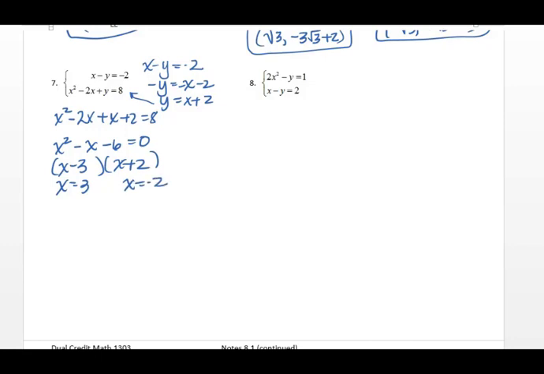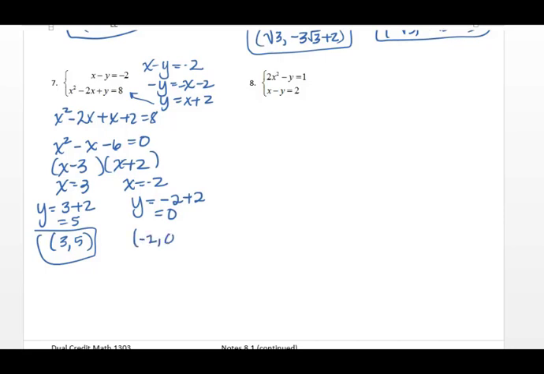So I'm going to have two solutions, right? So when x is 3, y is going to be 3 plus 2, which is 5. So one solution is (3, 5). Another solution I have is when x is negative 2. So negative 2 plus 2, that's a 0. So I have another solution where x is negative 2 and y is 0.